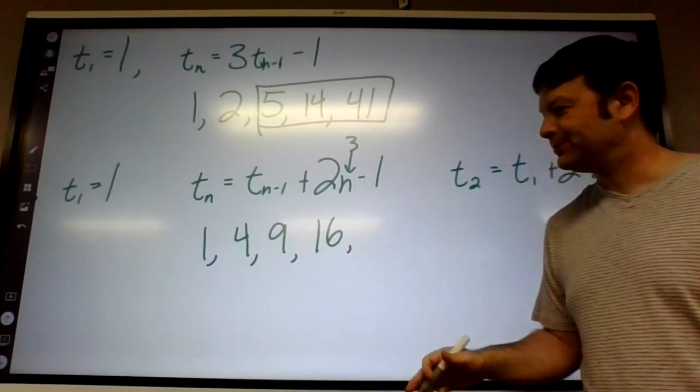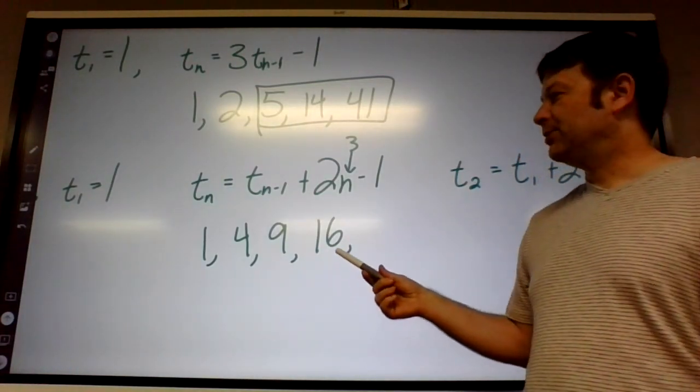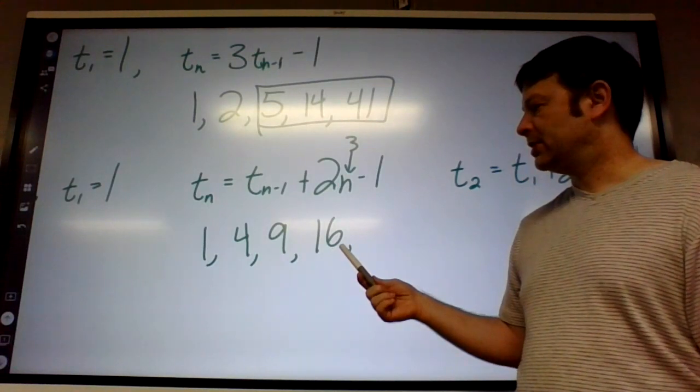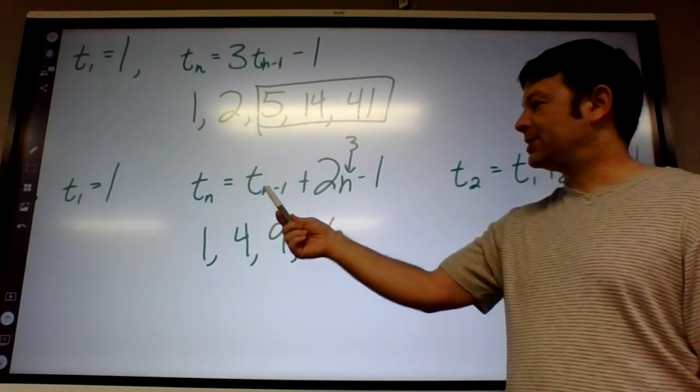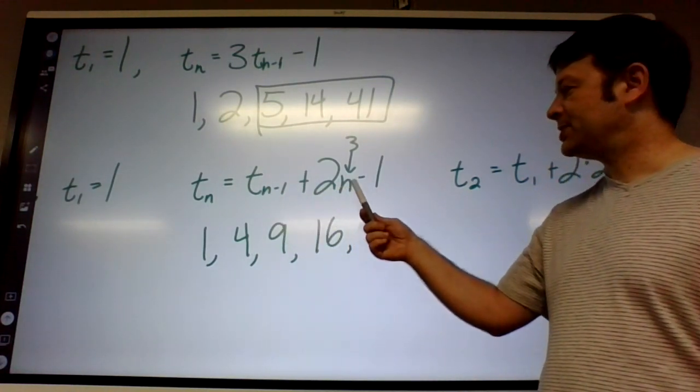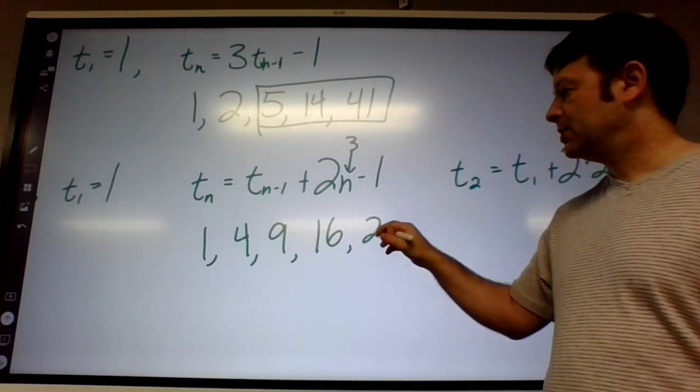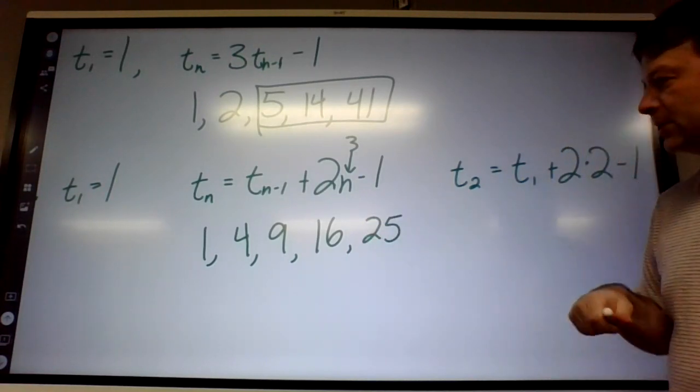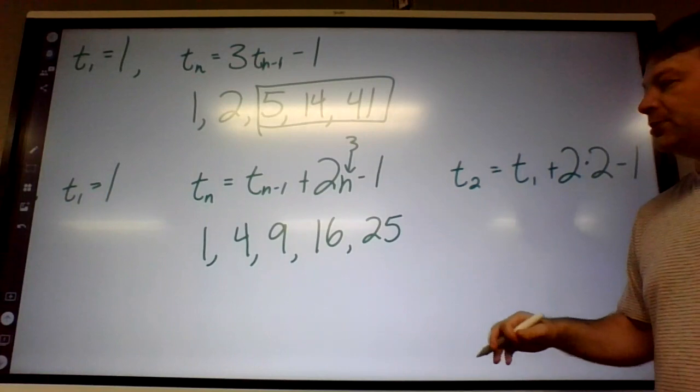Does this look familiar? We had this yesterday. It was not written recursively. The fifth term is 16 plus 2 times 5 is 26, minus 1, 25. These are just the square numbers.